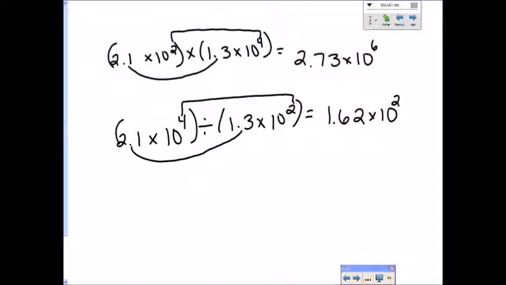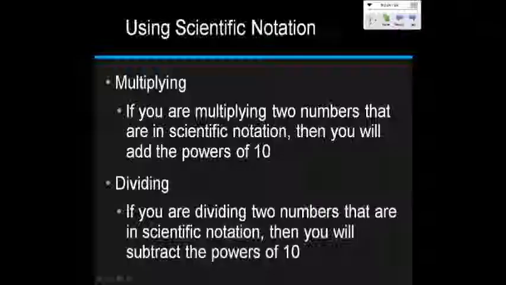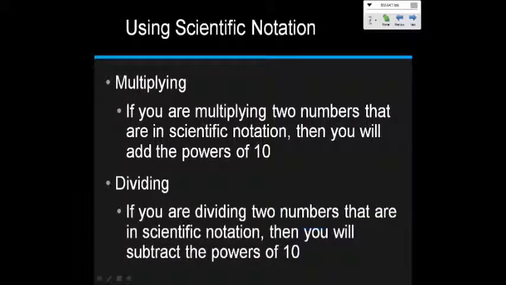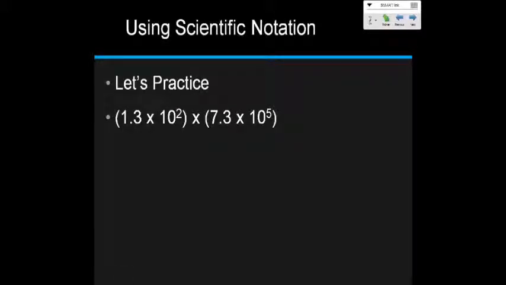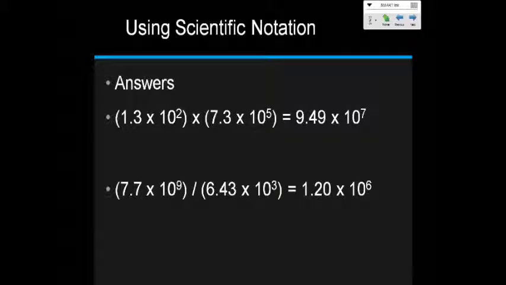So now let's go back and do our notes on division. Just like we just looked at, when you're dividing two numbers that are in scientific notation, you subtract the powers of 10. Now, let's go ahead, and I'm going to let you practice again. So go ahead and pause the video, do these two problems quickly, and then resume the video to check your answers. All right, here are the answers. So check those. If you didn't get them right, let me know in class so that we can work on it a little bit more.